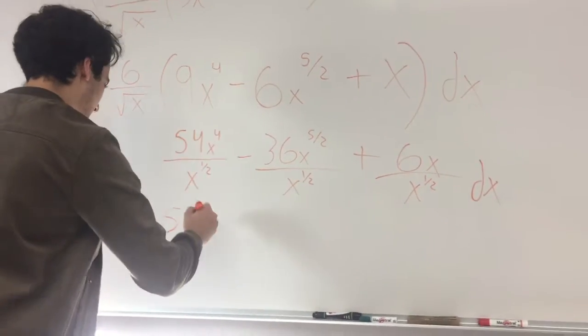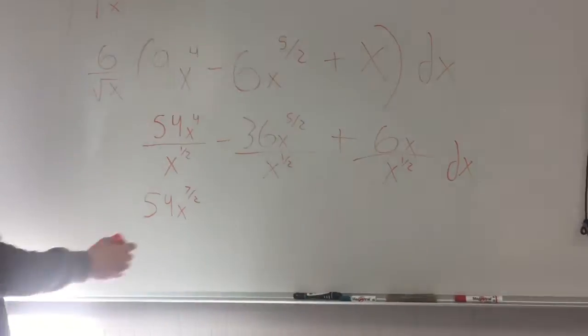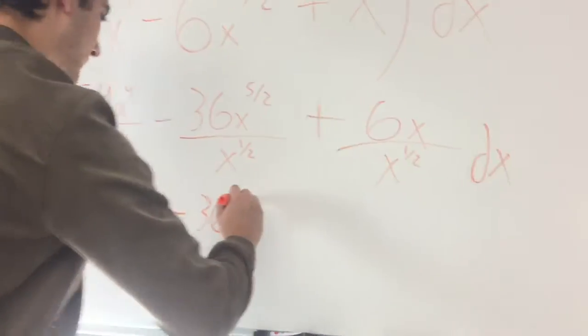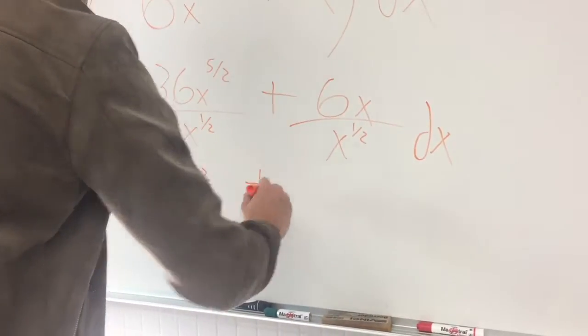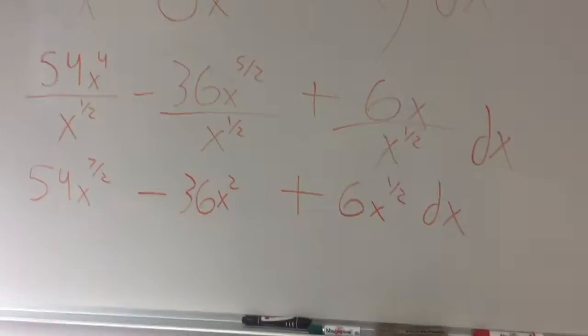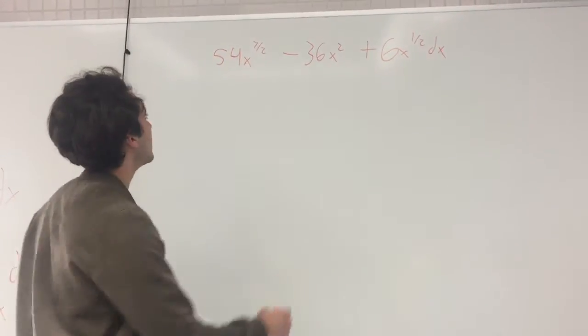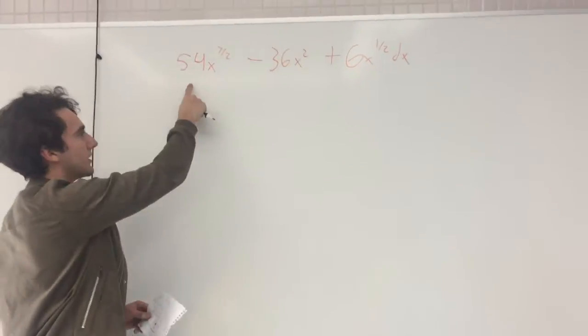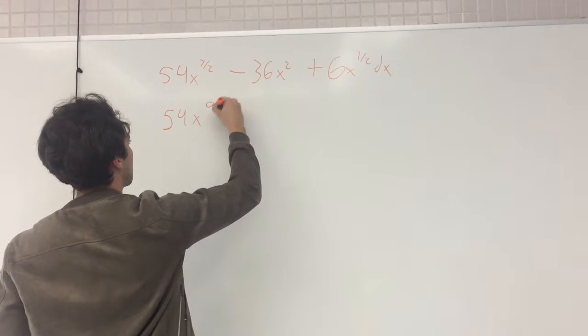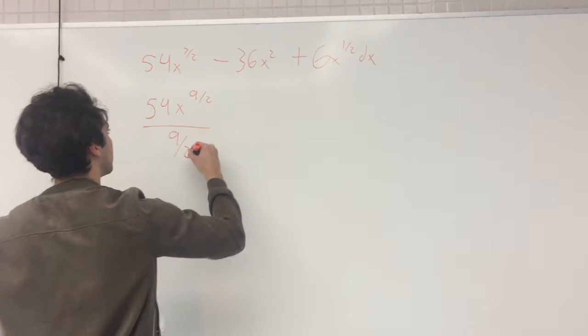Now we're going to simplify by taking all the x's out. So in the first it will be x to a power of 7/2. In the second it will be x squared, plus the third is just going to be x to a power of 1/2. Now we're going to antiderivate, which consists of adding one whole number to a power and then dividing it by that number, as you can see.